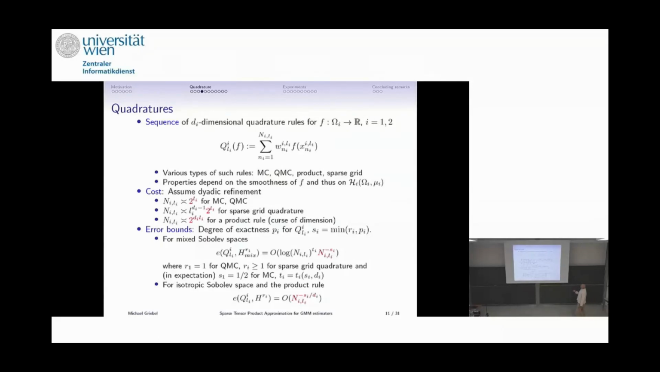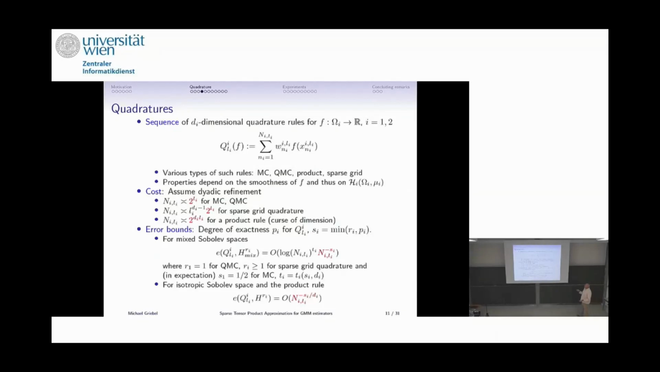If, for example, we assume dyadic refinement, and for Monte Carlo and quasi-Monte Carlo, the cost is 2 to the level. If we have sparse grids, it's again 2 to the level with an additional log factor in front, which depends on the dimension. And if we have a product rule, then we have 2 to the dimension times the level, which is the curse of dimensionality. So this is the cost of all these techniques. For the error bounds, as I said, smoothness gets in, and the quadrature rule also might have a certain degree of exactness.